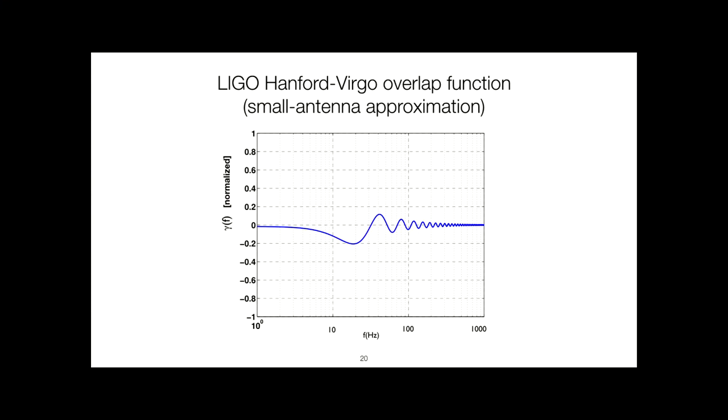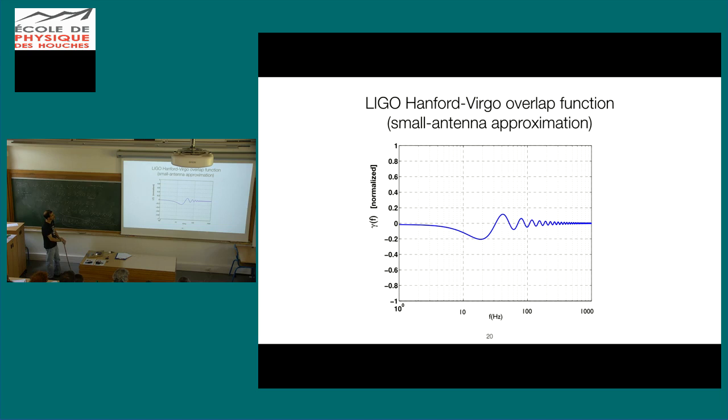If you make the same overlap function plot for the Hanford and Virgo interferometers working in the small antenna approximation, you get something that looks like this. Note that the value is very, very small here, so very far from plus one or minus one. That has to do with the fact that the two interferometers, Hanford and Virgo, are as misaligned as possible, in the sense that they're effectively responding to two orthogonal polarizations of the gravitational wave.